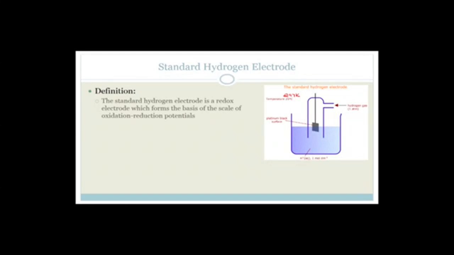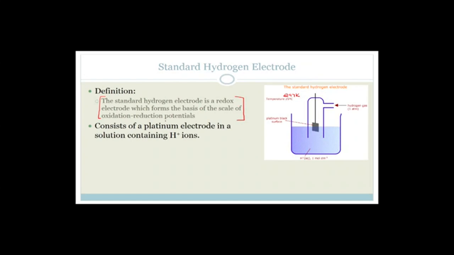Okay, so first of all, the definition of the standard hydrogen electrode is a redox electrode which forms the basis of the scale of the oxidation reduction potentials. I have never seen them ask for the definition of the standard hydrogen electrode, never. But since it is in the curriculum, I've given it to you. You need to go and study the current exam guidelines and check to see for yourself. I'm pretty sure it's not in the current exam guidelines. I think this is one of the ones that skipped out.